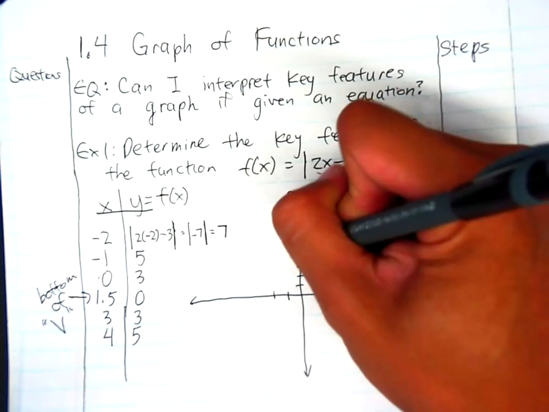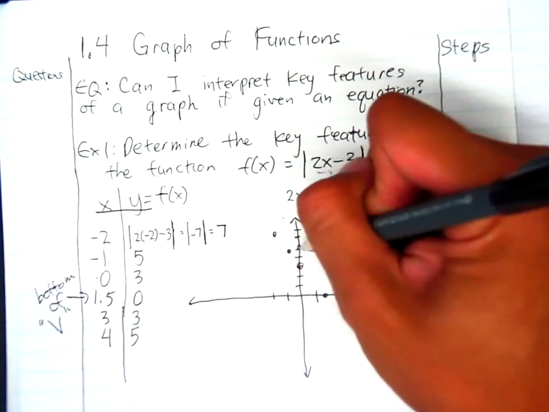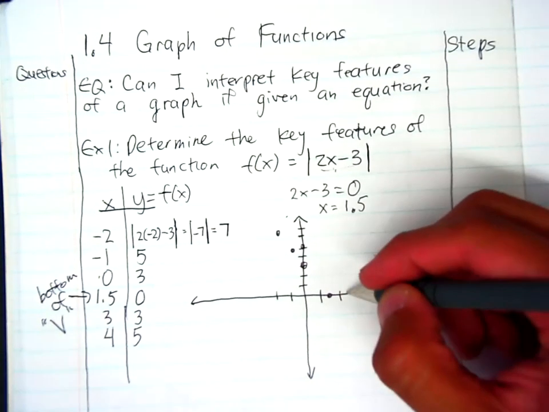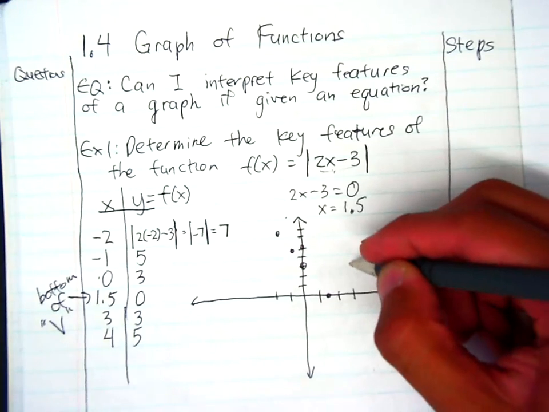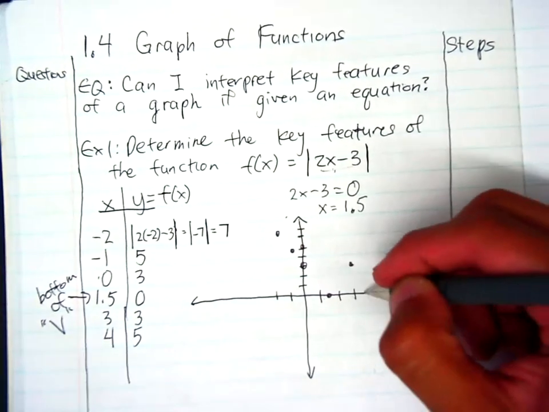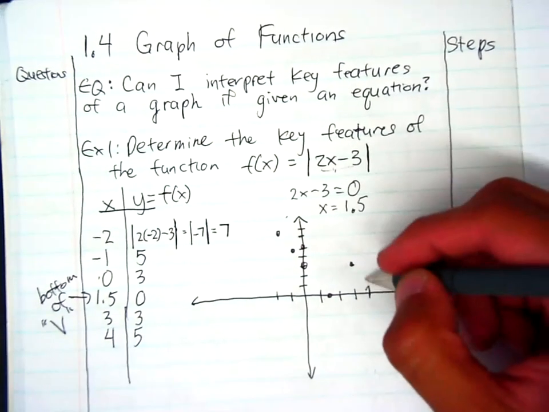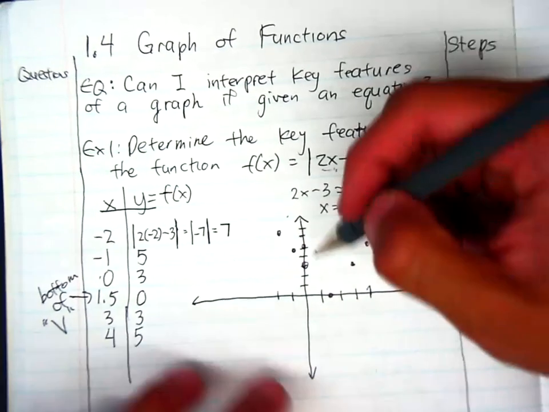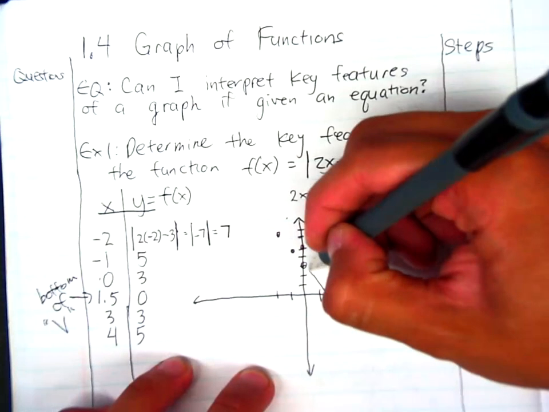Oops, I graphed the wrong point. Forget that point. Okay? On the other side, I have 3, 3. So 1, 2, 3. And I also have 4, 5. I just want to graph enough points so I can kind of tell what my graph looks like. So I know it looks like a V. So I'm going to draw my V right now.